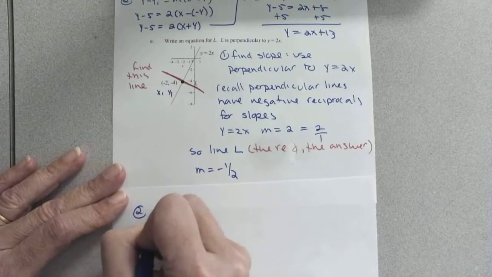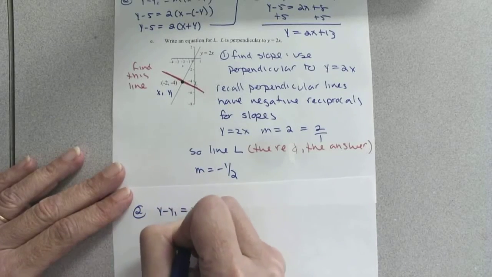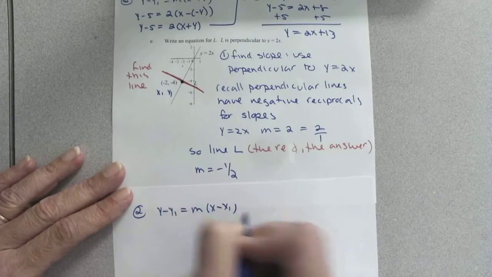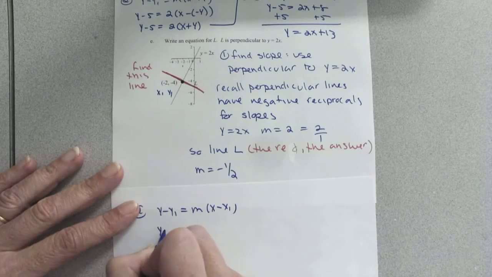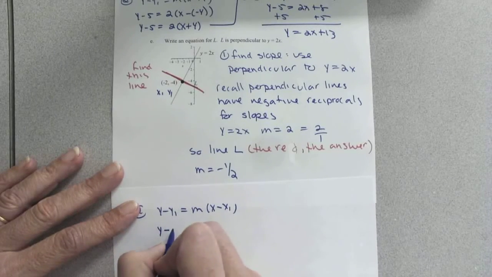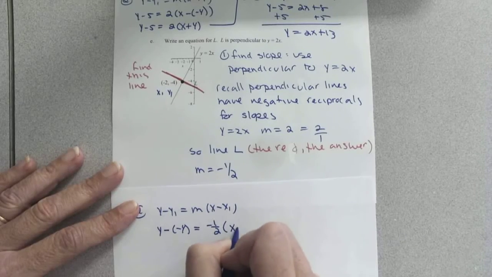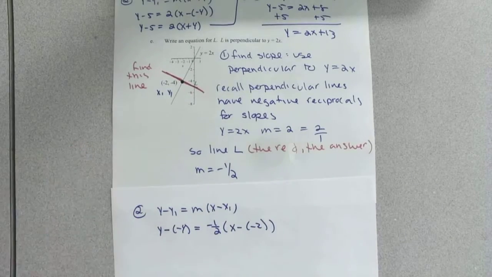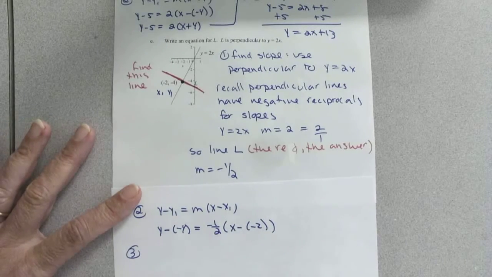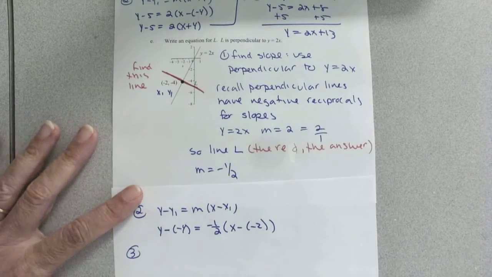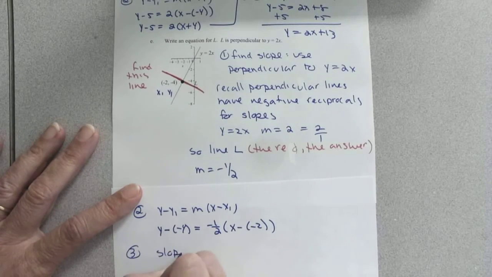So, step 2, y minus y1 equals m times x minus x1. And so that's going to be y minus negative 4 equals negative 1/2 times x minus negative 2. And so there's the point-slope. Excuse me, I always say slope-intercept, but that's point slope. And then going to slope-intercept.